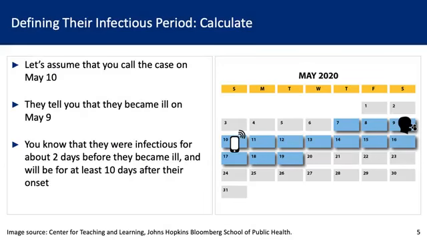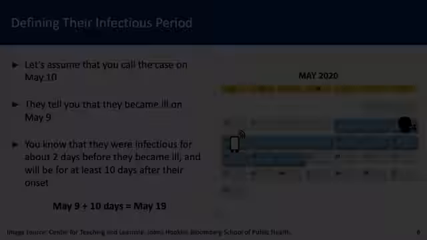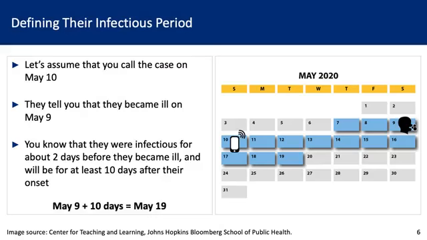So now you know that they were infectious for 2 days before they became ill, and they will be infectious for at least 10 days after their onset. So that means May 9th plus 10 days equals May 19th. So you can see here in blue their total infectious period, which started 2 days before their onset of disease and went all the way through May 19th, which is 10 days after the onset.